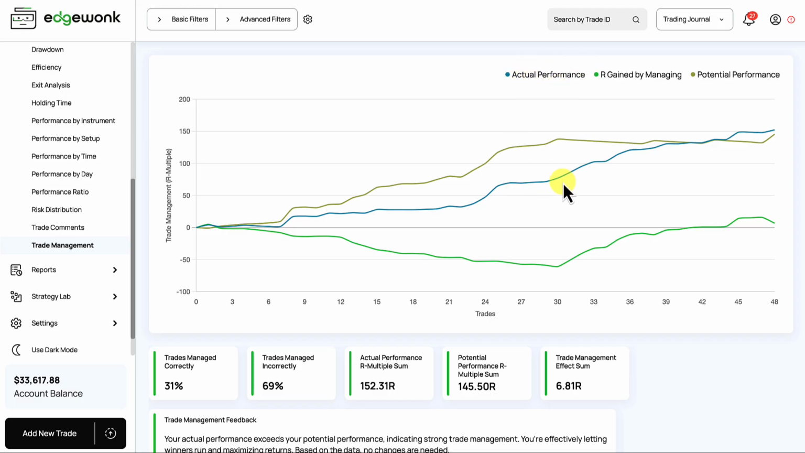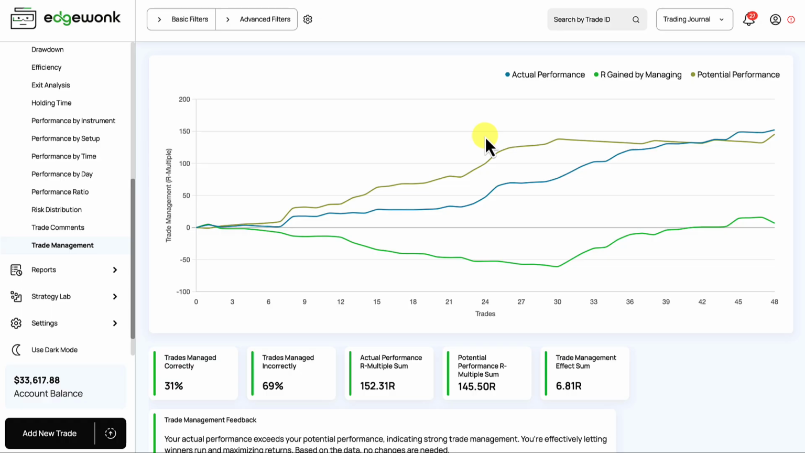Blue is your actual performance in terms of R multiple, risk multiple. So this is how much money you actually made over all of your trades in Edgewonk. And here in this olive green, this is what we call potential performance. How much money could you have potentially made? And this is based on a set and forget approach.